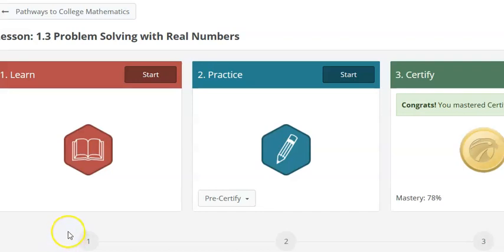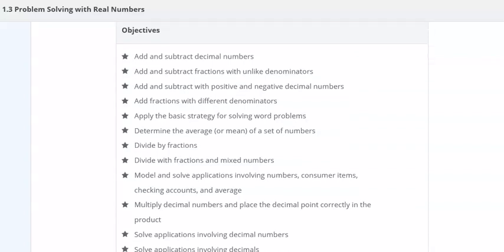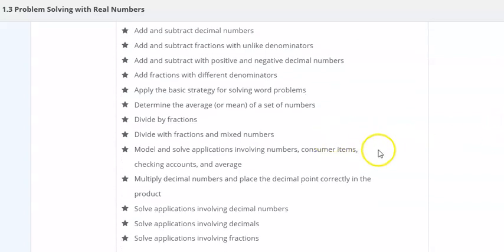So as a work in progress, we're going to redo our Learn Lesson 1.3, Problem Solving with Real Numbers. The objectives for this lesson are quite extensive, and you can pause here if you'd like to read them, but this is what we'll be going over as we do this presentation.